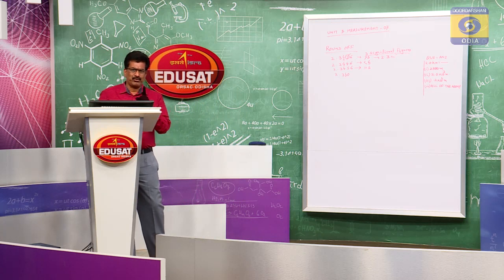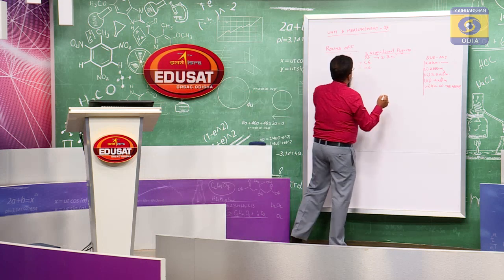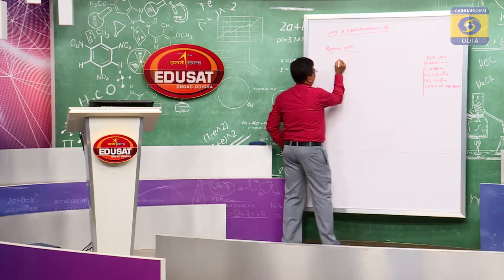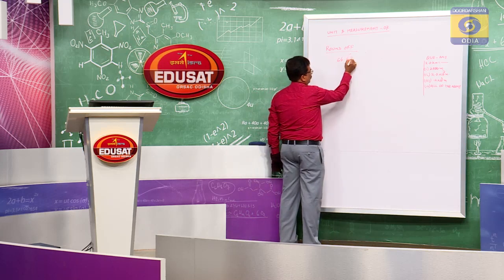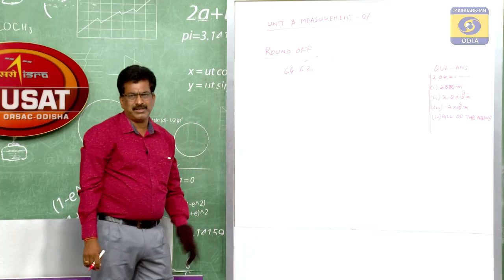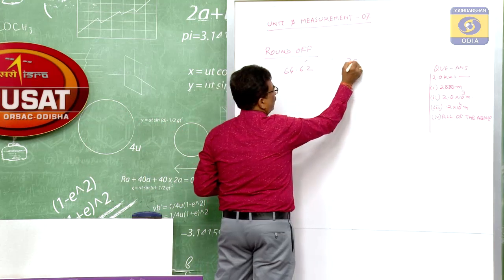Suppose you have to go up to 3 places, and the number is 64.62. We have to round off to 3 digits. So, for 3 digits.